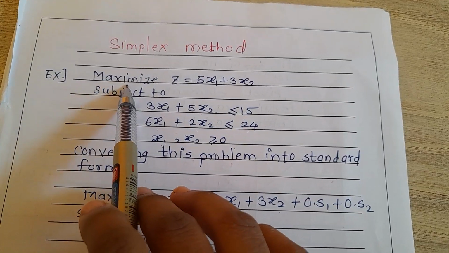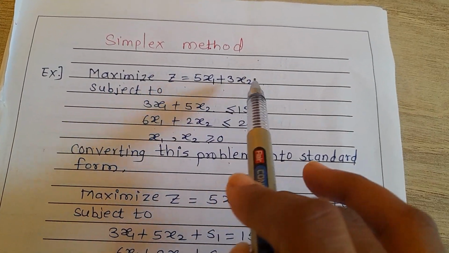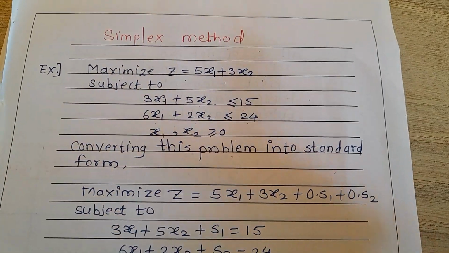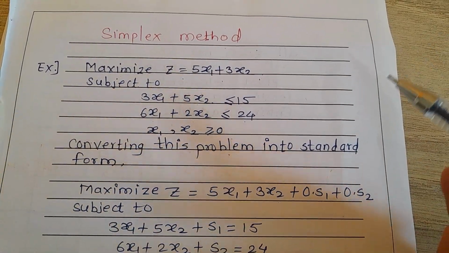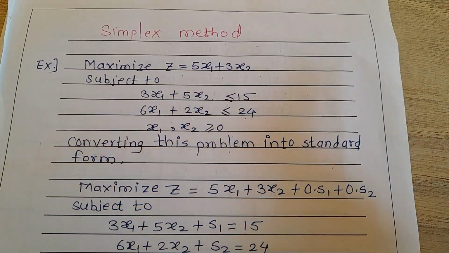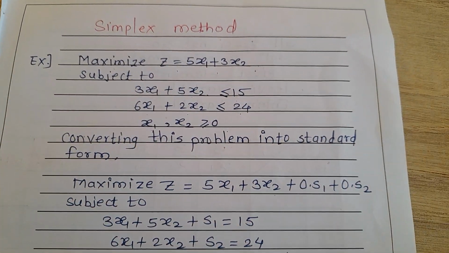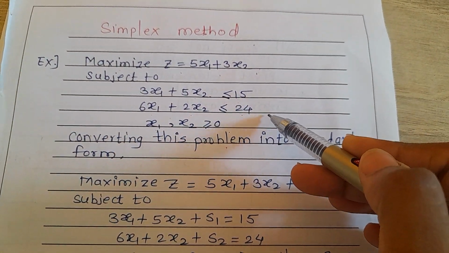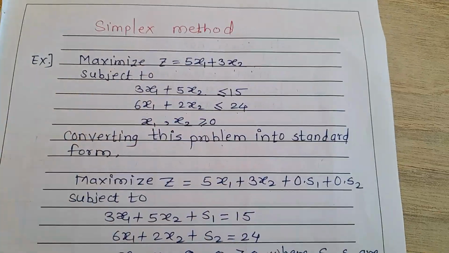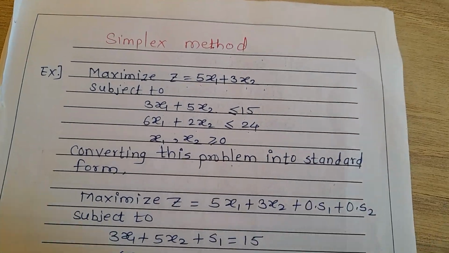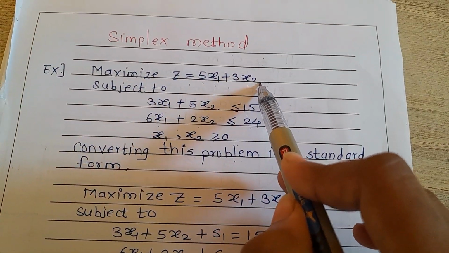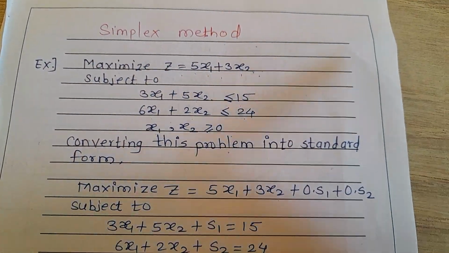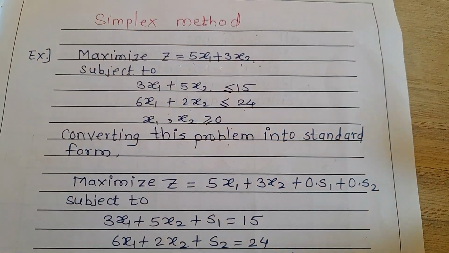Here our objective function is maximize z equals 5x1 plus 3x2. That is a maximize function, meaning we want to maximize the gains or productive time of our product, or the profit of our product. Okay, these two are constraints. These x1 and x2 are decision variables. It means we want to find the values of x1 and x2, then we get the value of maximize z, that is, we get the value of our profit.